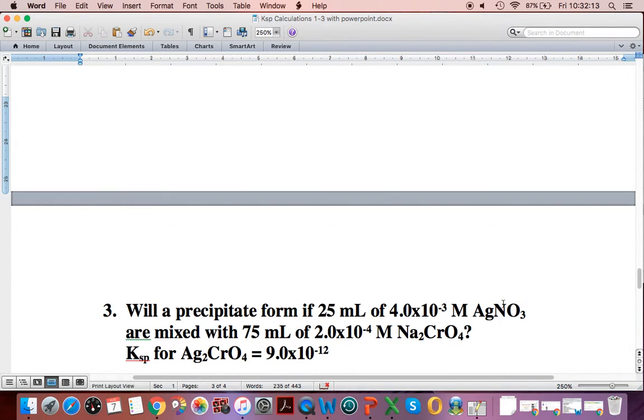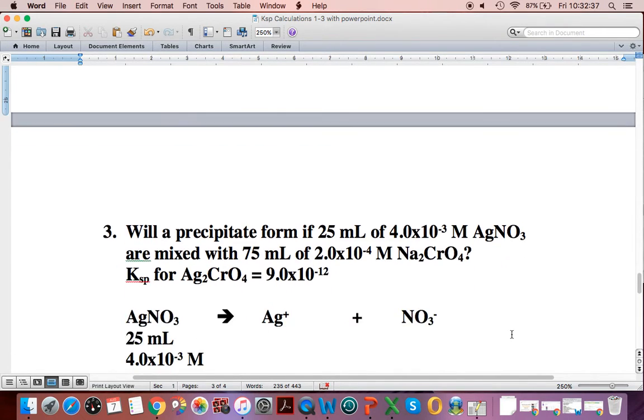We're going to do the same thing for number 3. And again, often you're not told what the precipitate is. But since we have silver nitrate, we go, well, nitrate never precipitates, so it's got to be the silver and the chromate, and that's why we have silver chromate with the proper formula. We're going to dissociate the silver nitrate to get the silver concentration, and we're going to dissociate sodium chromate to get the chromate concentration.